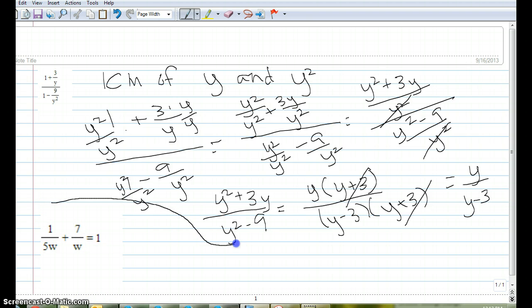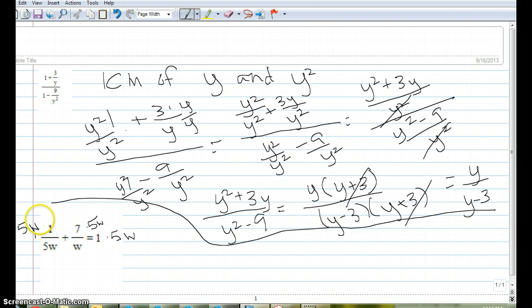The second one, we've got 1 over 5w plus 7 over w equals 1. Now, if we multiply through by the least common multiple of the denominators, which is going to be 5w, we can actually clear our denominators. So we're going to multiply every term by 5w.